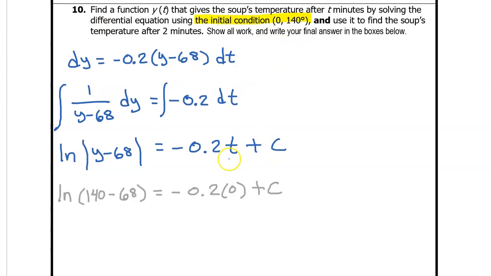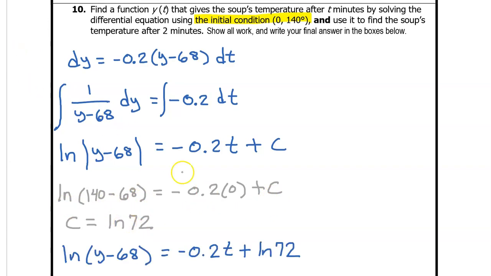Substituting 0 for t and 140 for y, we have this. That means c is equal to the natural log of 72. Putting natural log 72 in for c, we have this. I am dropping the absolute value because y minus 68 will be positive as long as y is above 68 degrees. And 68 degrees is room temperature, so the soup will not fall below 68 degrees.